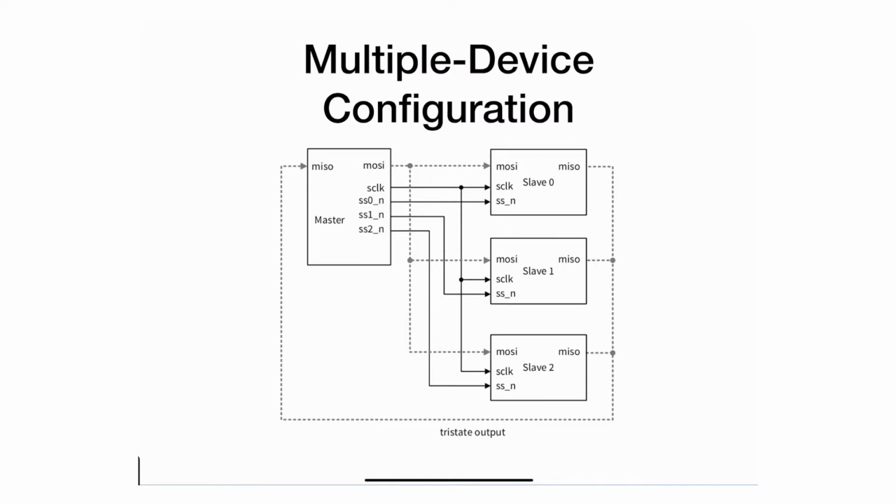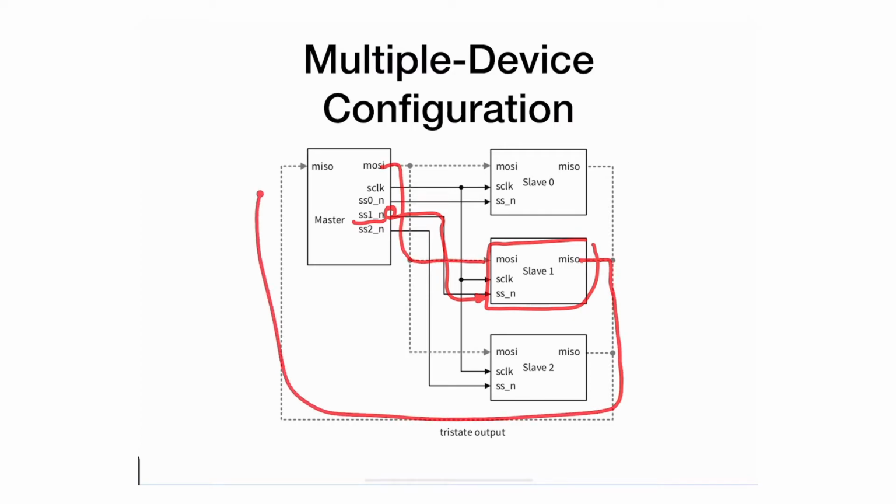Whenever the master wants to communicate, let's say with slave number 1, it just needs to assert this by putting a 0, and this is how you assert it, and then you select that slave. And what happens is now this particular connection happens, and this one here and here and here, and you do the same exact thing as a single configuration.